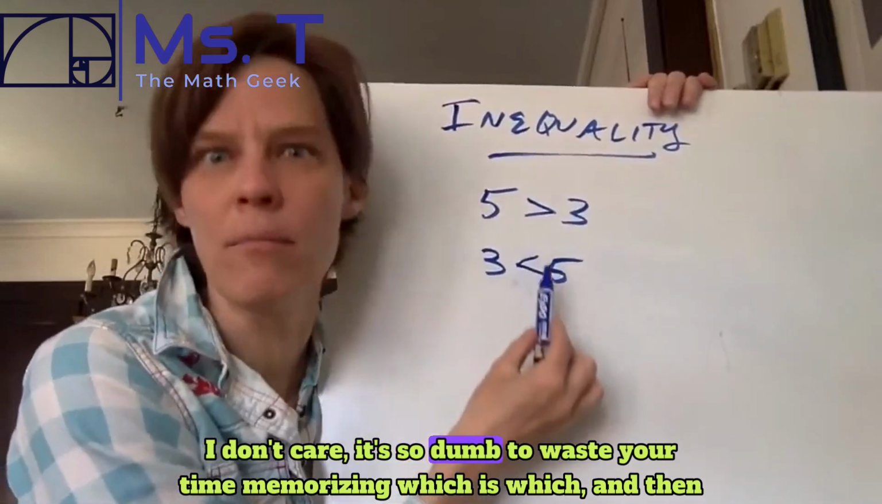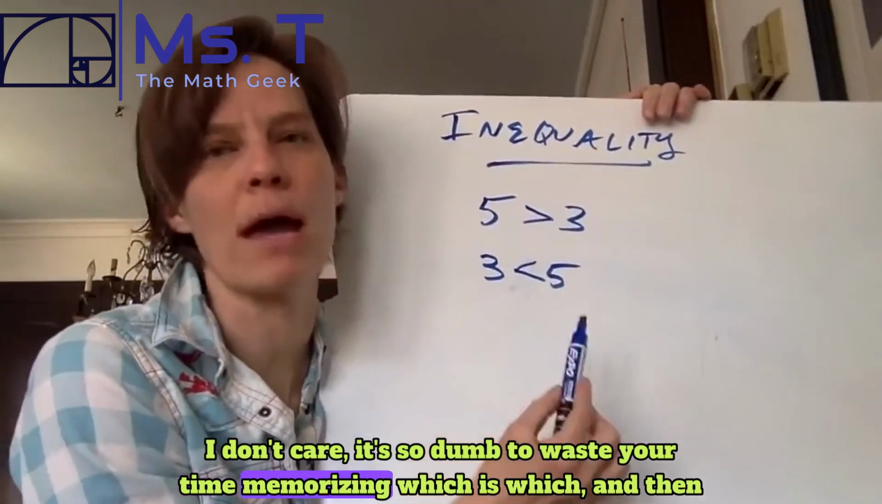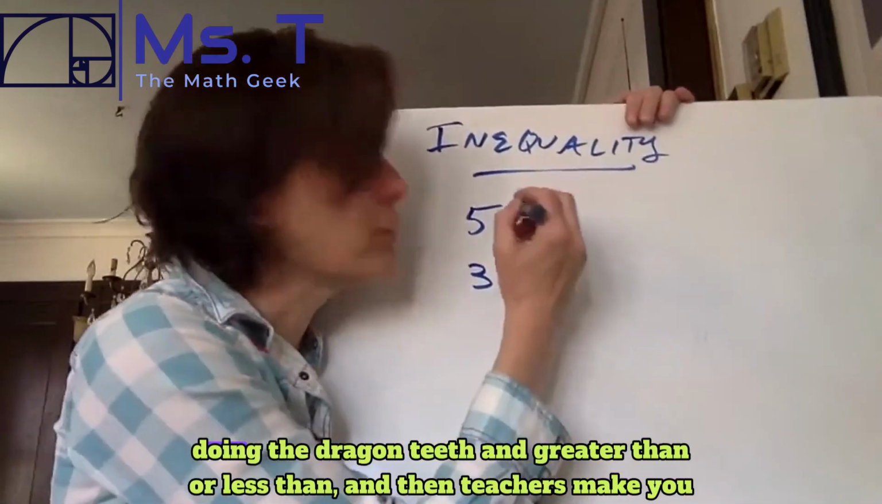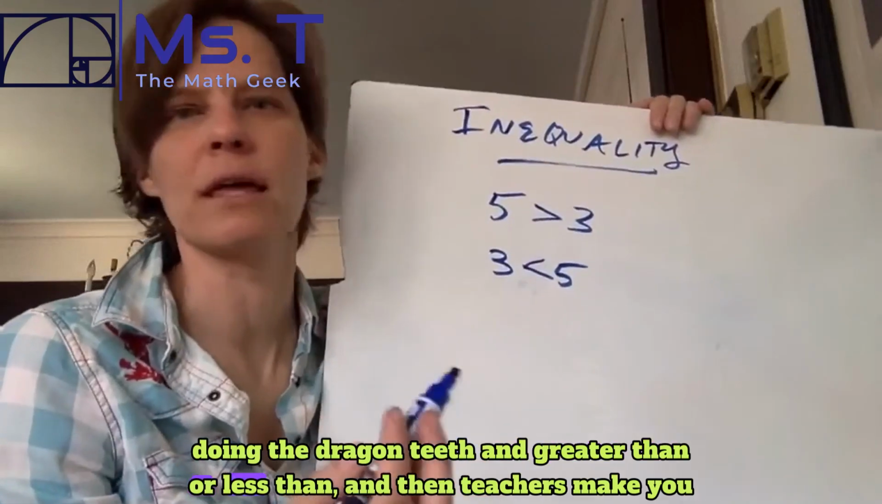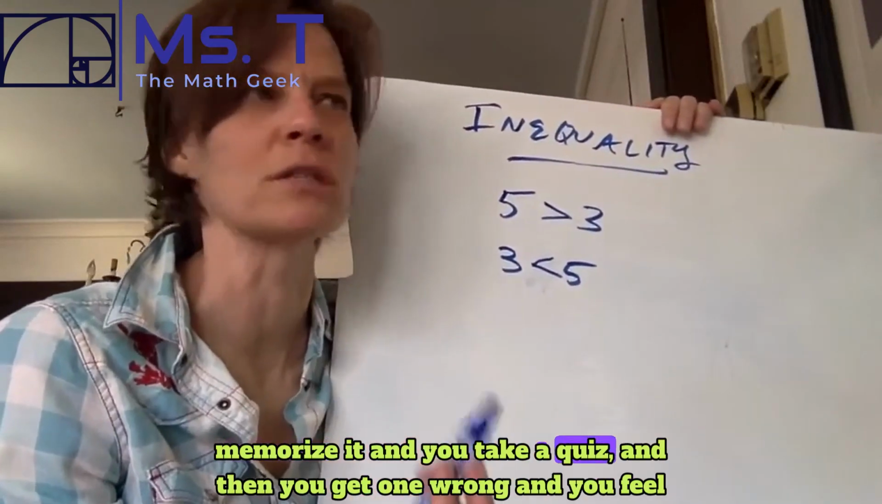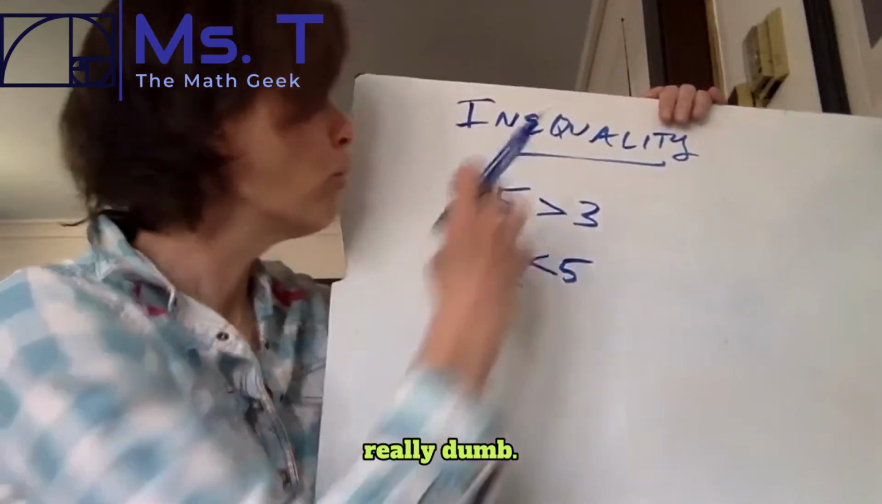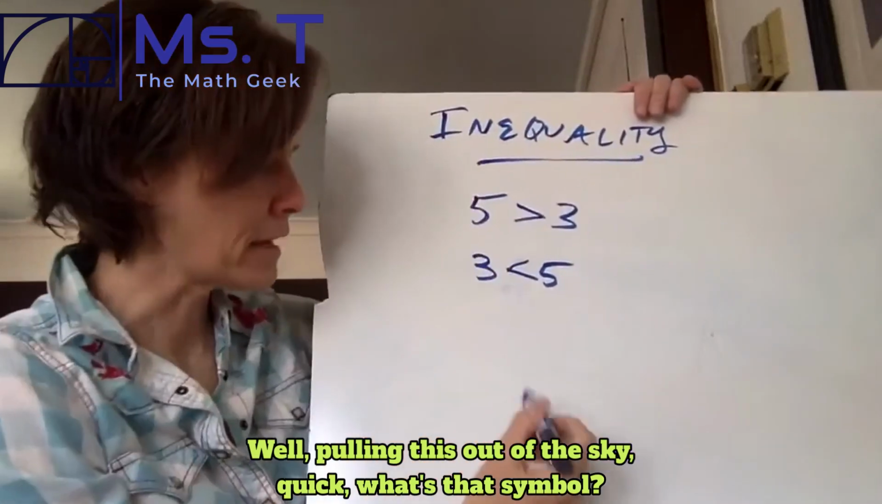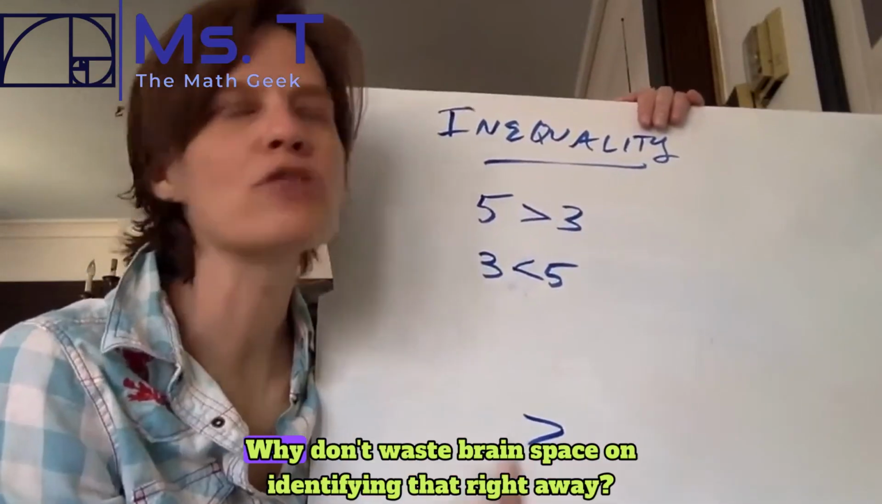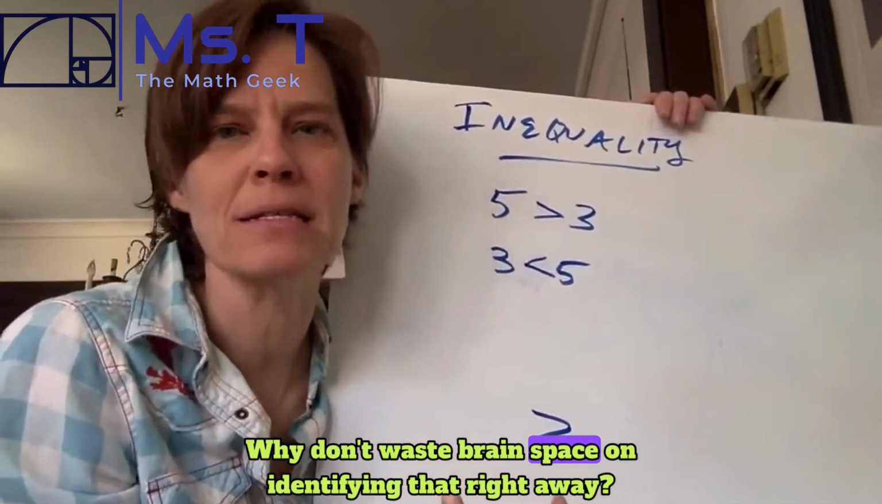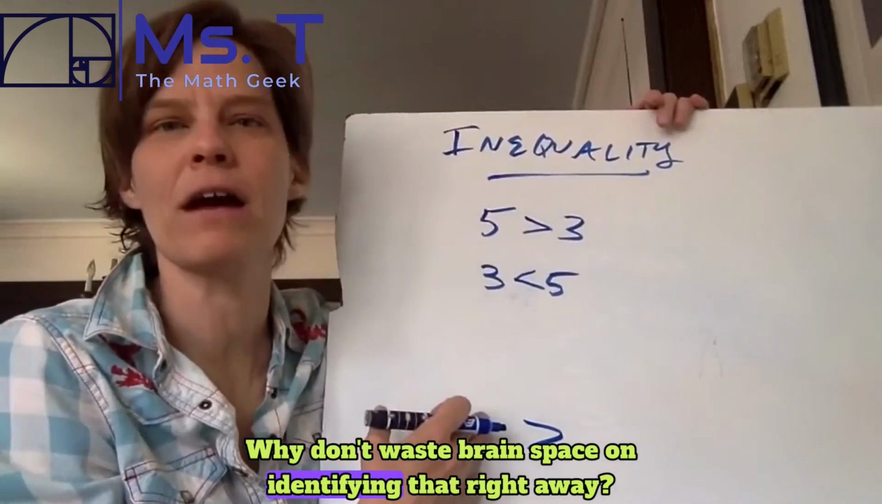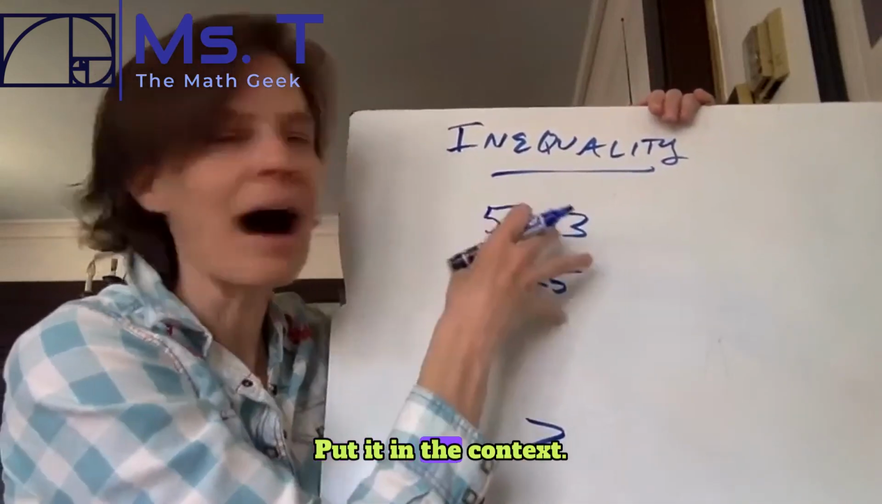It's so dumb to waste your time memorizing which is which, and then doing the dragon teeth and greater than or less than. Then teachers make you memorize it and you take a quiz and then you get one wrong and you feel really dumb. Well, pulling this out of the sky, like, quick, what's that symbol? Why? Don't waste brain space on identifying that right away. Put it in the context.